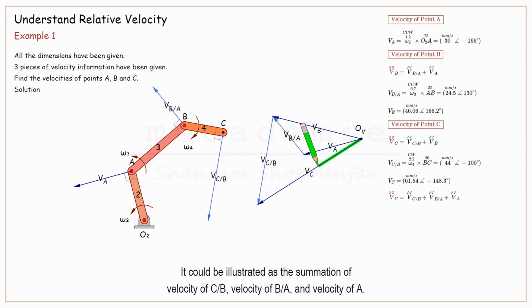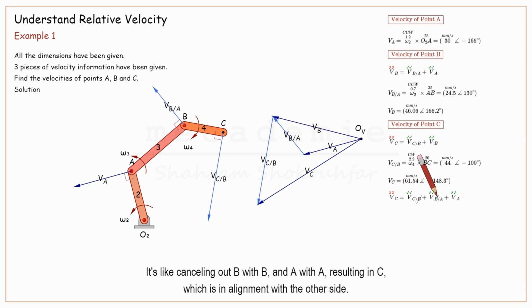Remark number 2, we could look at the velocity of C in a different way. It could be illustrated as the summation of velocity of C with respect to B, velocity of B with respect to A, and velocity of A. It's like canceling out B with B and A with A, resulting in C, which is in alignment with the other side.